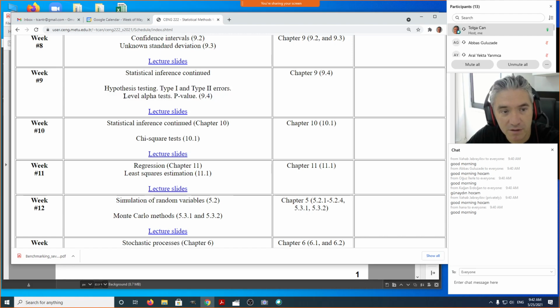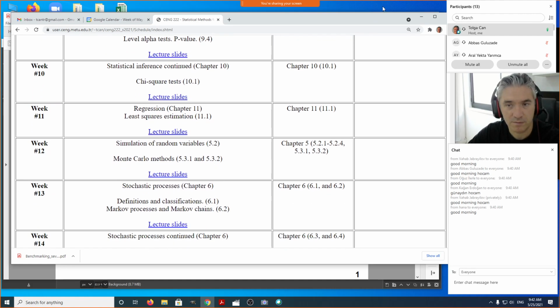We are going to talk about level alpha hypothesis testing, which is the same alpha that we used in confidence intervals. And we are going to see the concept of p-value. These are the topics for this week.